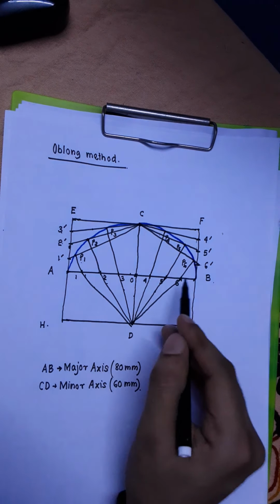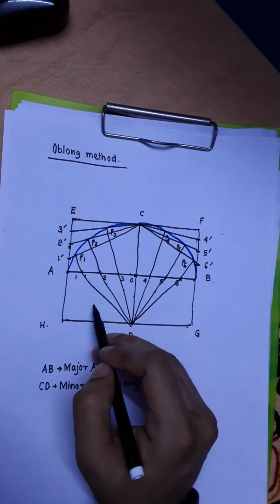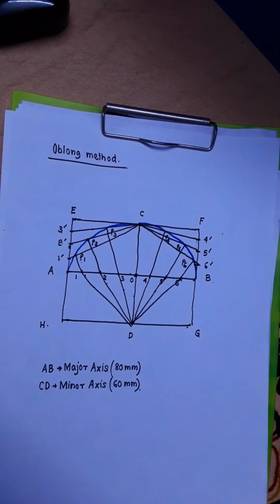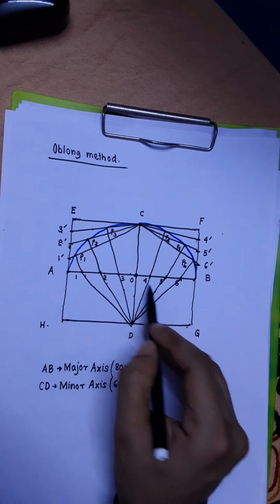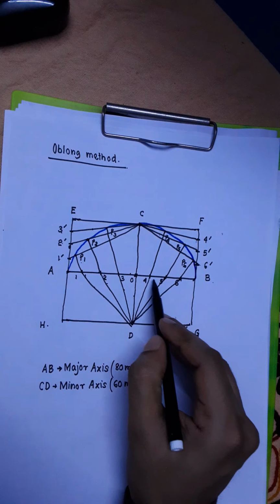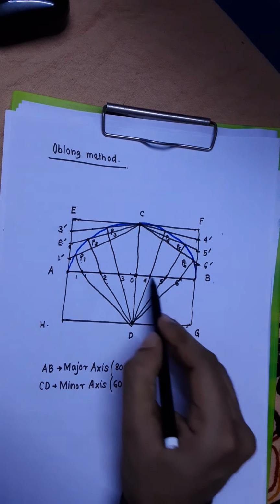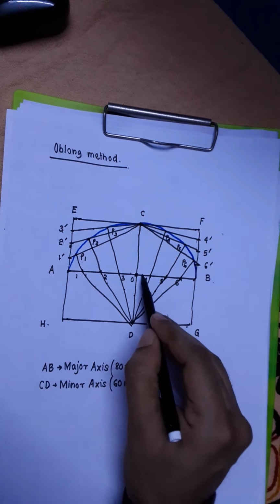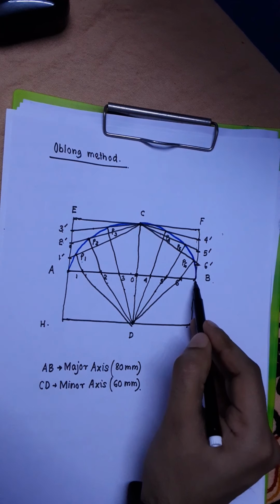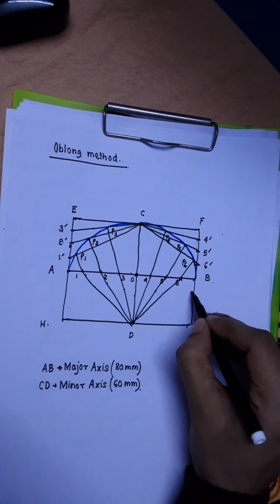Now the same construction has to be repeated twice, once here and once here, to get the remaining half of the ellipse. So when you are repeating the construction here, you have to divide this side and this side into the same number of equal parts. This side is already divided into 4 equal parts. So this side BG you divide into 4 equal parts.